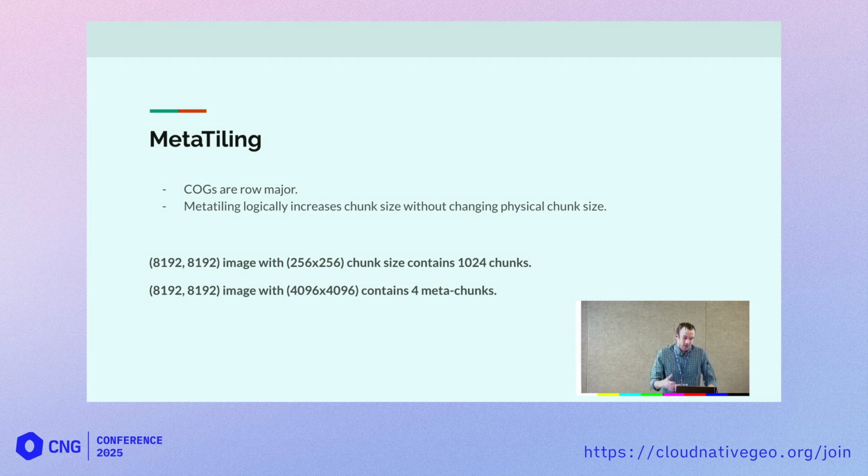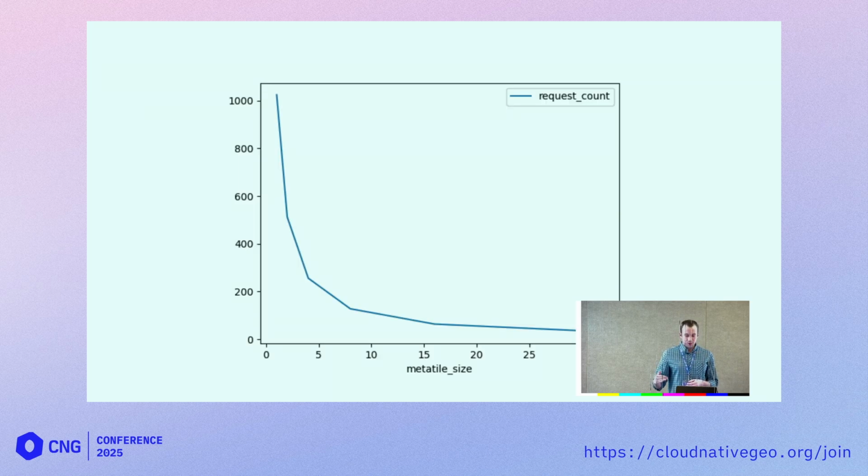So for example, we have our 8,000 by 8,000 image. It has a 256 by 256 chunk size. There are 1,024 chunks. One way of thinking about this is you could logically say the chunk size is 4,096 by 4,096. There's nothing actually stopping you from doing this. This shows the number of requests you're sending as you increase the number of metatiles, right? So very quickly, as you essentially implement this virtual tiling, you can see a massive drop in the number of requests. And again, one of our main goals is to reduce the number of requests coming to and from the blob store.